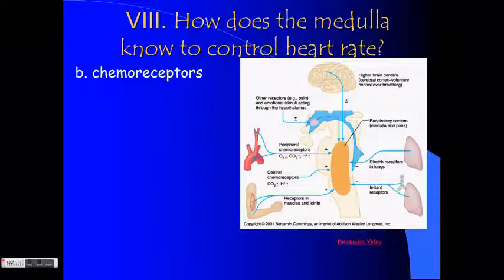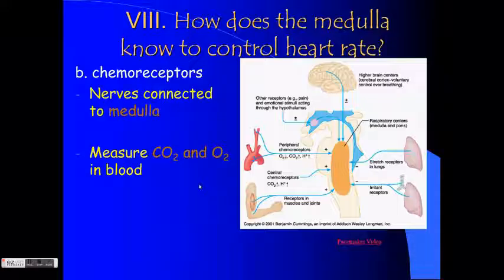Chemoreceptors measure chemicals. In this case, in the blood, there are nerves connected to the medulla that, separately from pressure, measure carbon dioxide and oxygen levels. And by measuring how much carbon dioxide and oxygen is in the blood, the medulla then is able to make an adjustment and figure out how quickly to beat the heart. And so if your body has lots of carbon dioxide, for example, and that's something that we would need to get rid of, then your heart rate's going to increase.